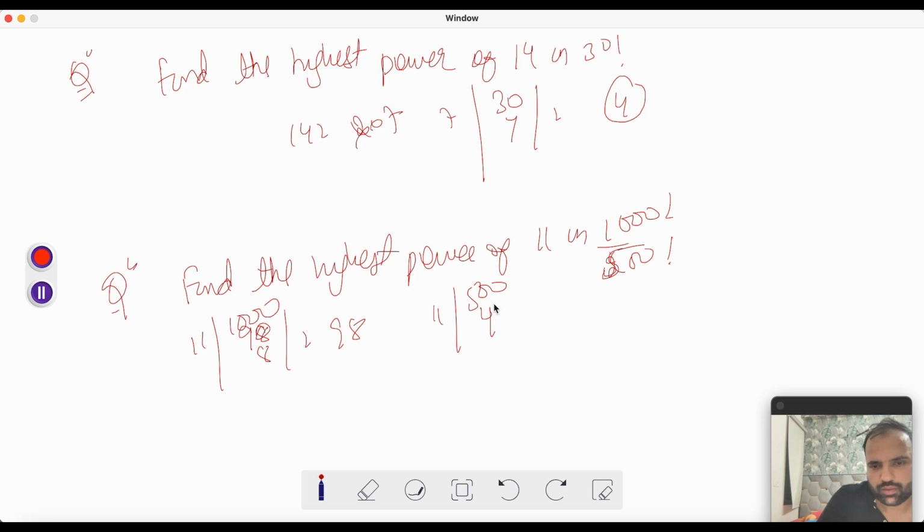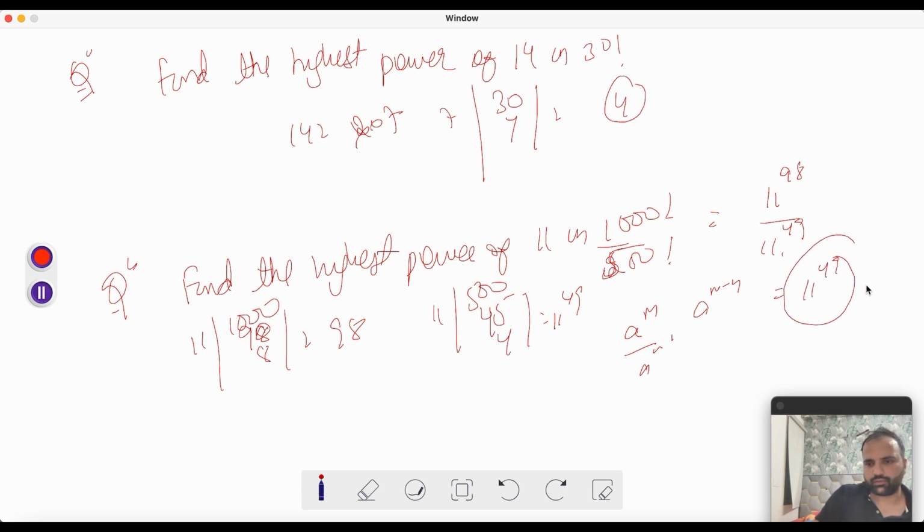And then 11 squared, how much do we have? Then we have 4, so this is 49. So can we write this as 11 to the 98 by 11 to the 49? Now it can be done from here, isn't it? If we know a to the power m by a to the power n, it's a to the power m minus n. So what would be left? We will be left with 11 to the 49. Simple. We're just trying to do some questions for the highest power so that you understand how this has happened. Look over here, not that difficult.